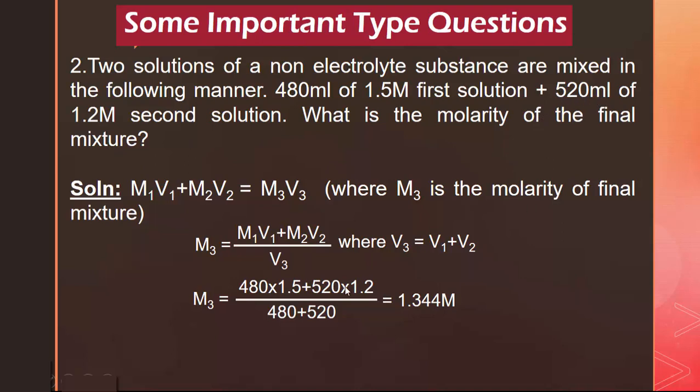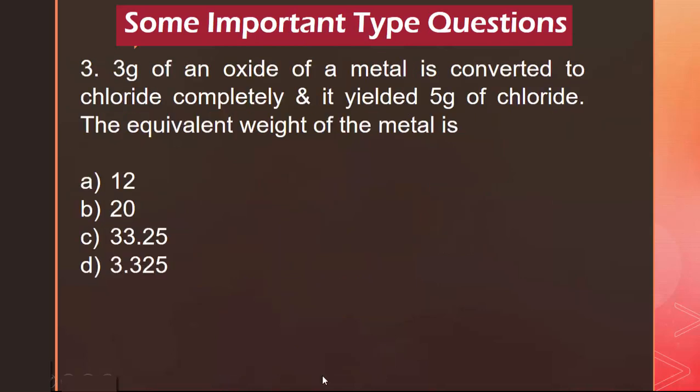So we are going to put that in the numerator, and in the denominator the value of V3. We know that V3 is V1 plus V2. V1 is 480 ml and V2 is 520 ml. On solving this, we are going to get the answer as 1.344 molar. So therefore option B, 1.344 molar is the right answer. So now let's look into the next question.